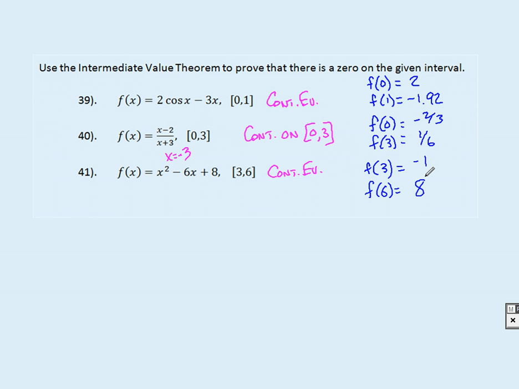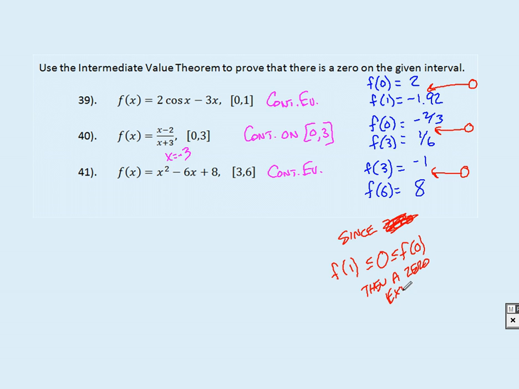And to prove that there's a 0, all you need to show is that 0 shows up somewhere between these two function values. And then all you should say is, for each one of these, since 0 is between the two function values, f of 1 and f of 0, then a 0 exists on whatever interval we have. So in this case, from 0 to 1. But pretty much you need to say it is continuous first off, and you need to give these two function values and show that 0 is in there somewhere.